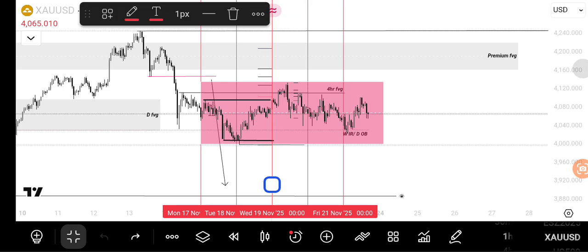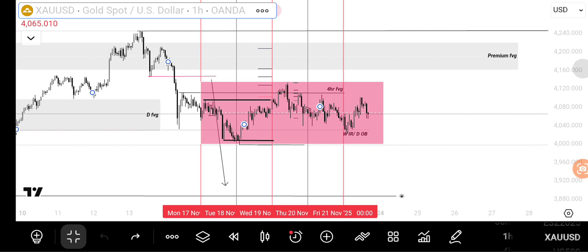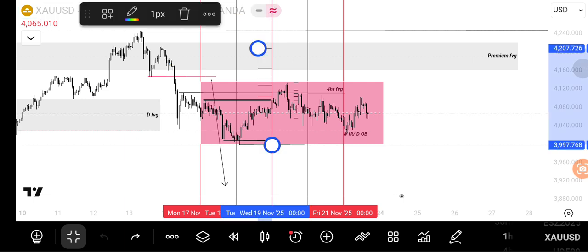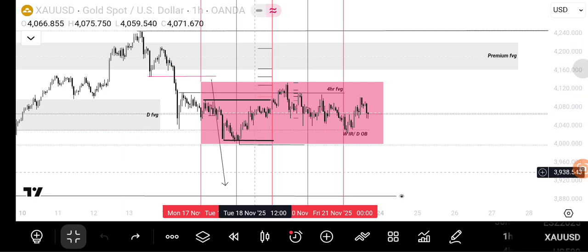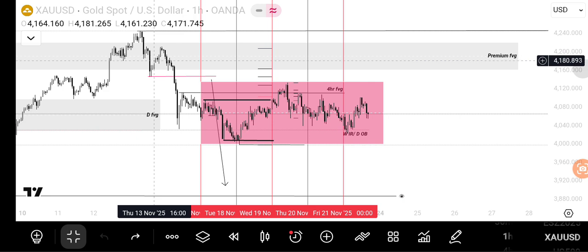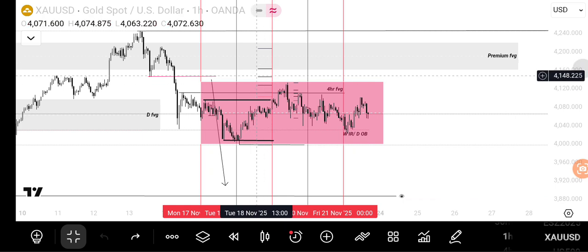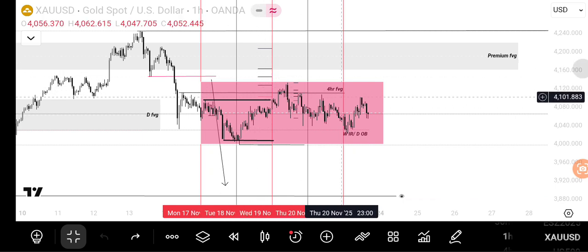Where do I have my tool? Yeah, right there you can see the dotted lines. So from the high, which was this, and why did I use this high? It is because this OTE, or the premium of this price leg, had already been utilized. So from that high to this low, we had that key level, and also we had the 4 hour fair value gap, of which I was really watching to see lower prices.